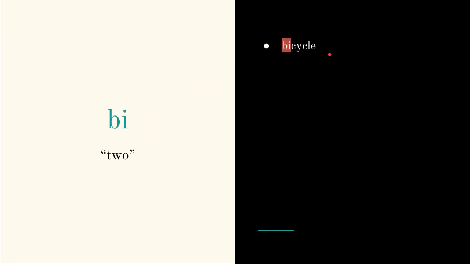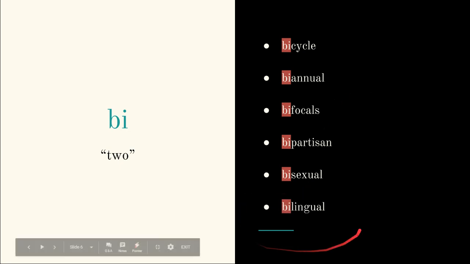So bicycle, it has 2 cycles, 2 wheels. Biannual happens once every 2 years. Bifocals are those glasses that have 2 different focus points, one for far away and one for close. Bipartisan is both political parties, and bisexual is someone who's attracted to both genders. And bilingual is somebody who speaks 2 languages. So these all have to do with the word two.